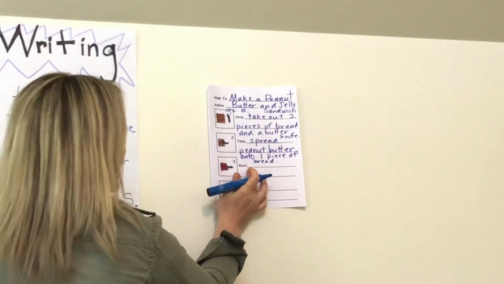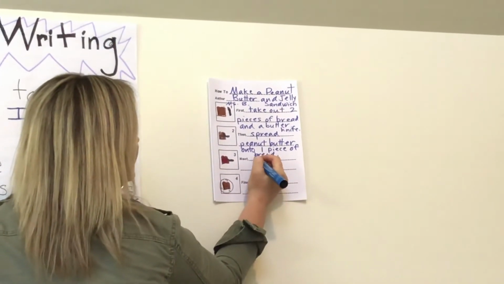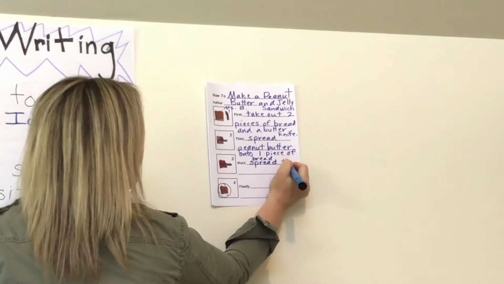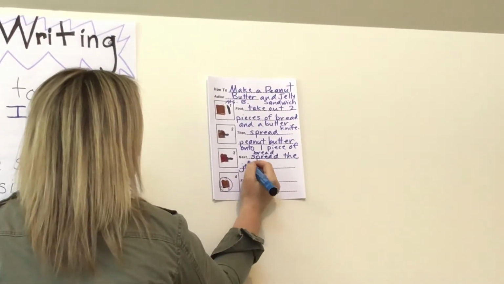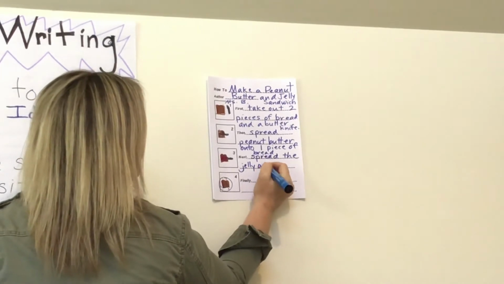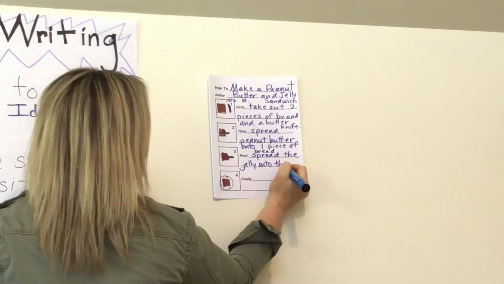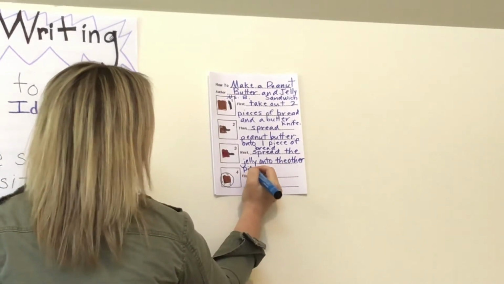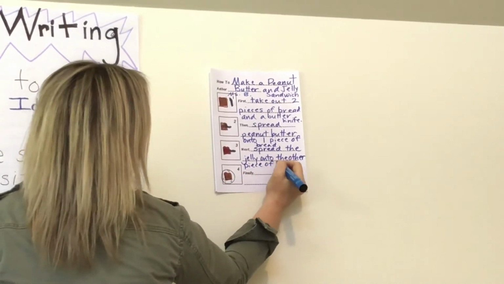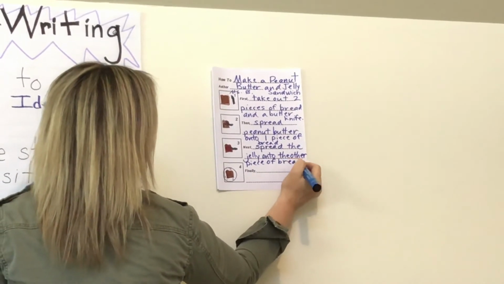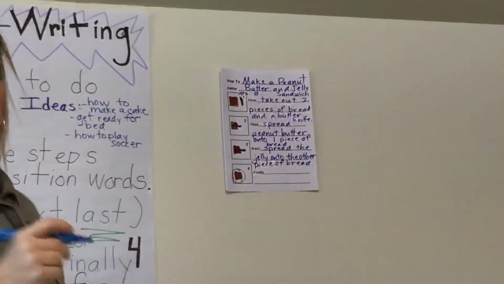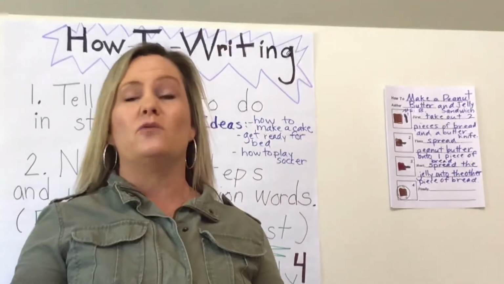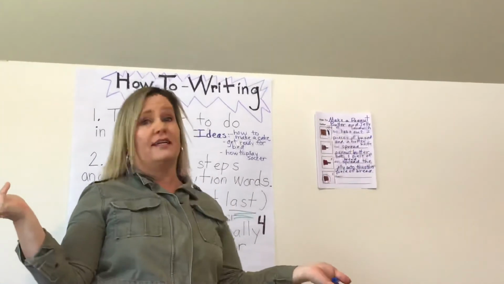So it says next, I'm going to add the words spread the jelly onto the other piece of bread. Okay, so now I'm going to go back and I'm going to reread my writing to make sure it makes sense to a reader, because I don't want them to mess up their peanut butter and jelly sandwich.